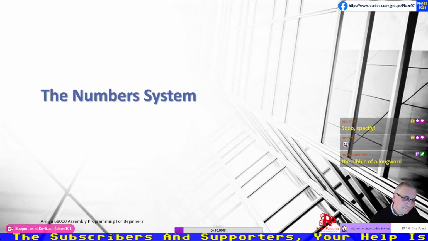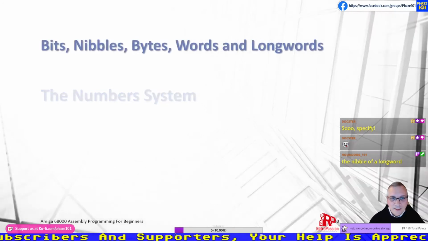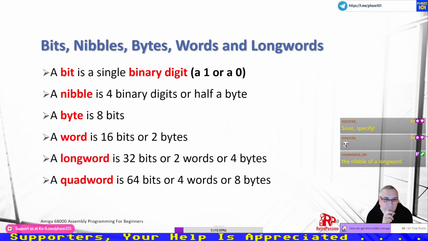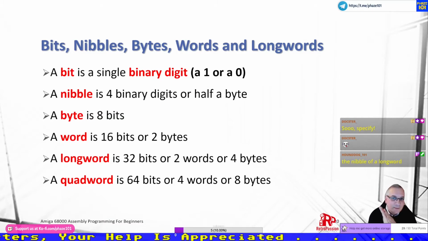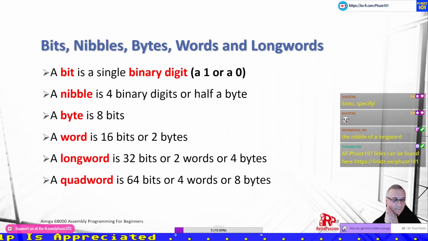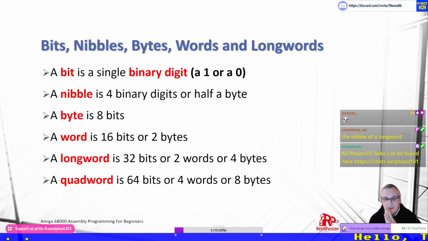This, you should know it all, okay? Bits, nibbles, bytes, words, and long words. So a bit is a single binary digit, 0 or 1. Some of these are repetition, I know, but it's the context. You have to understand that I'm changing context. A nibble is 4 binary digits, or half a byte. A byte is 8 bits. A word is 16 bits, or 2 bytes. A long word is 32 bits, or 2 words, or 4 bytes.